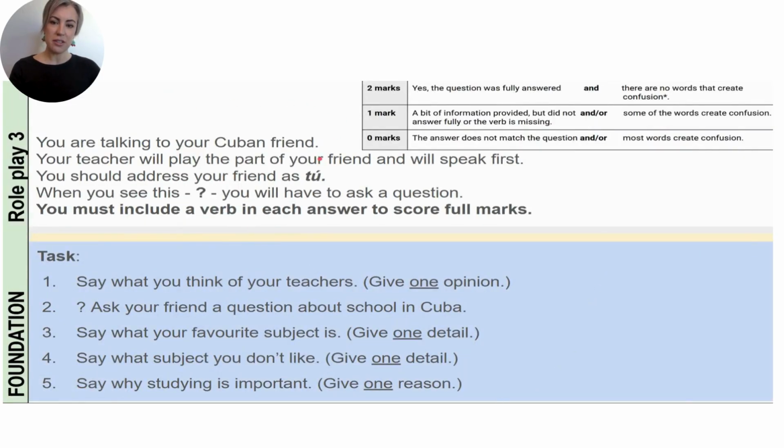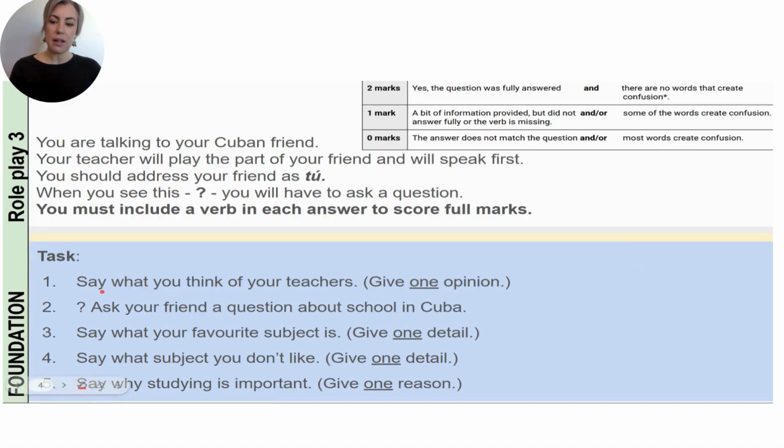There's always instructions here in English that basically say you're talking to a Spanish speaking friend and you will have to ask a question, and you must include a conjugated verb in each of your preparation for each of the questions here, okay, which are not questions, they're more like bullet points.